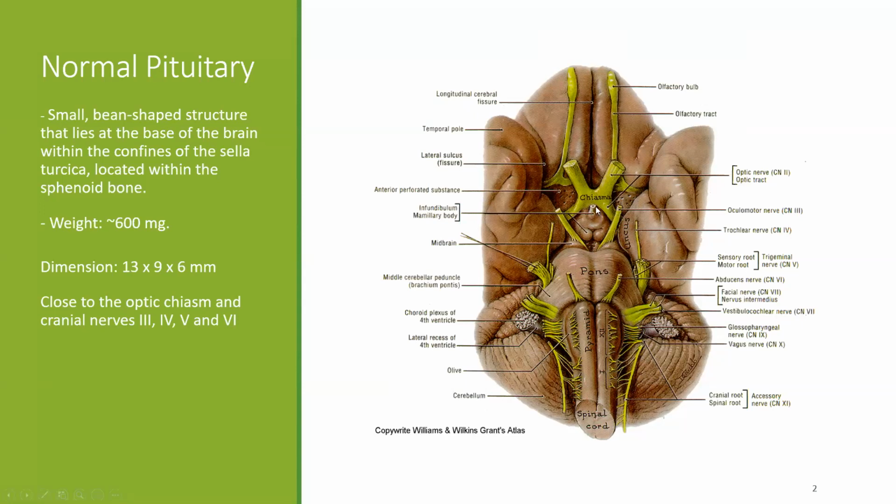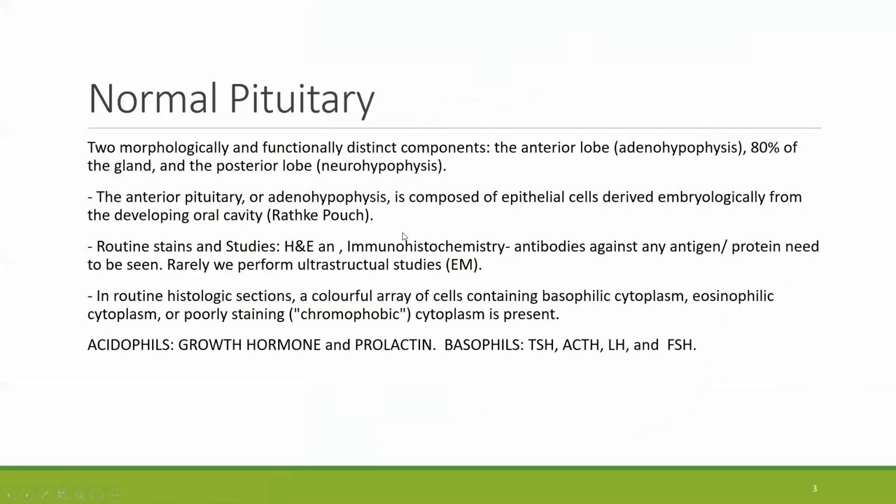As you see, the location is here. It's very close to the optic chiasm and very close to other nerves like the third, the sixth, the fifth, and fourth. So this is a really important location.